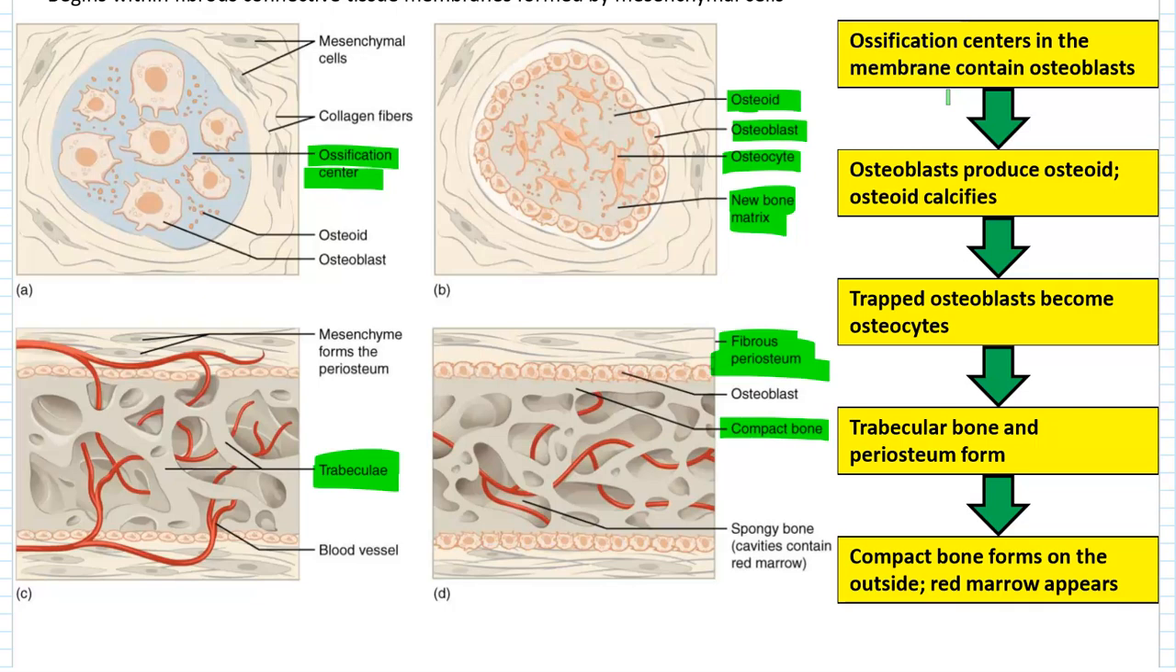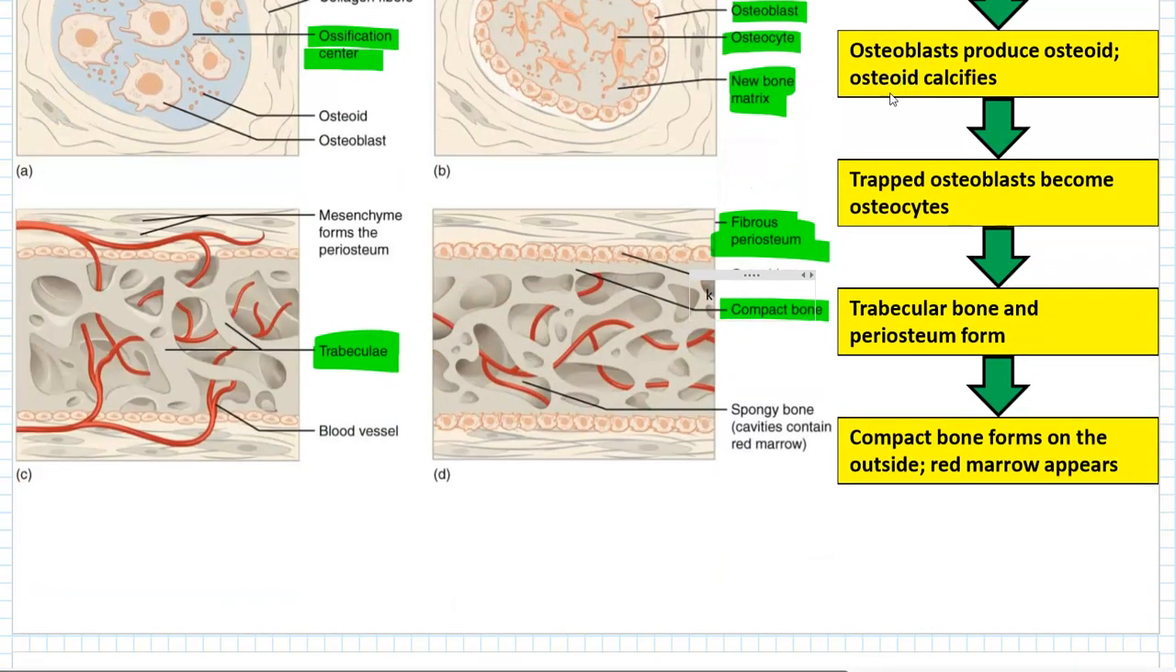So effectively you have an invasion of osteogenic cells that start forming bone cells which replace the membrane with the bone.